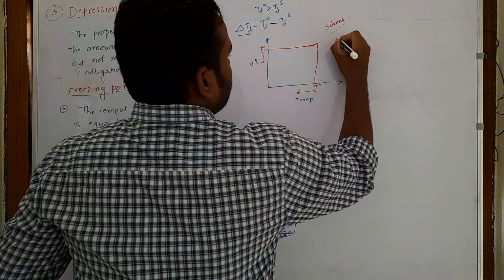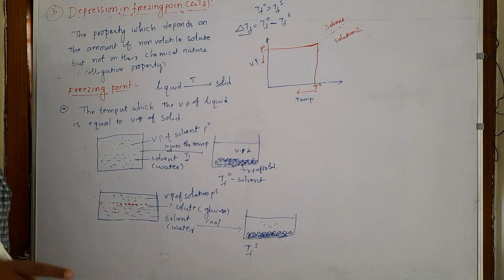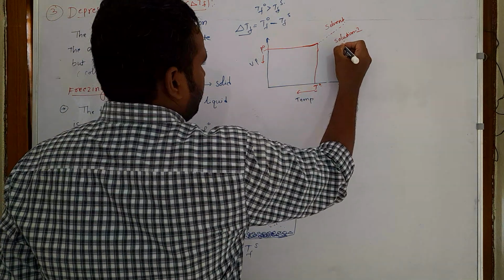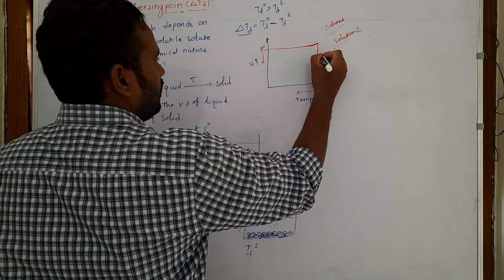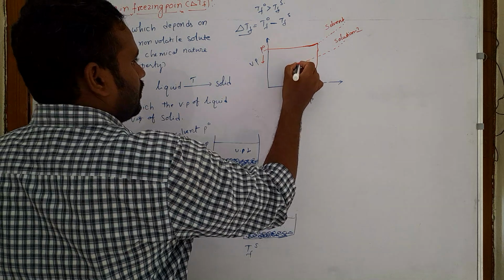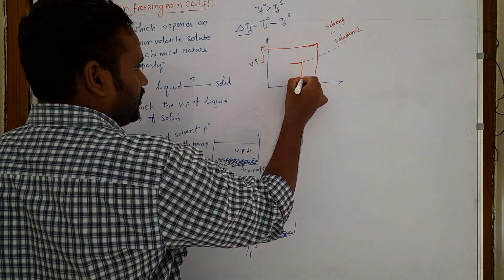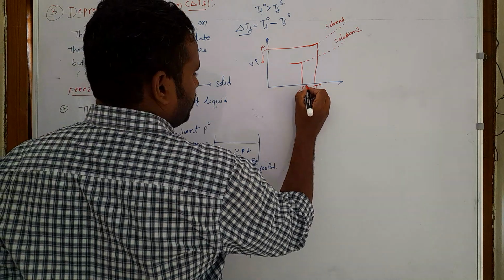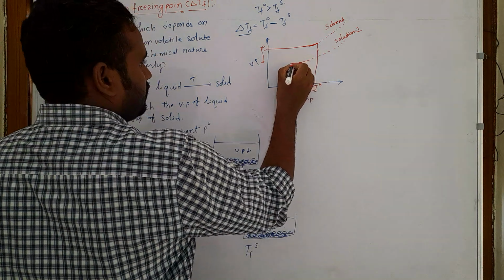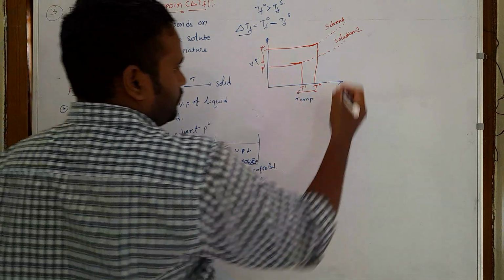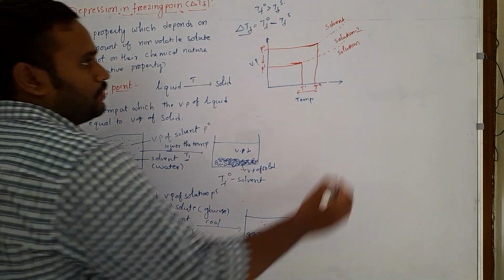And when you take solution 1 here, we already know solution 1 has less vapor pressure. When you decrease the temperature here also, the vapor pressure gradually decreases, and at a particular temperature the vapor pressure of the liquid becomes equal to the vapor pressure of the solid. So this particular temperature is called the freezing point of solution 1, or T1, and this pressure is called P1.